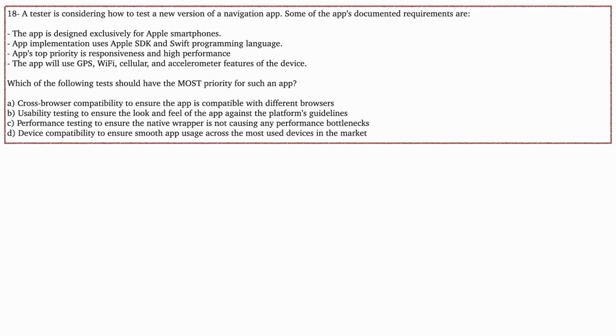The app will use GPS, Wi-Fi, cellular, and accelerometer features of the device. Which of the following tests should have the most priority for such an app? A. Cross-browser compatibility, to ensure the app is compatible with different browsers.